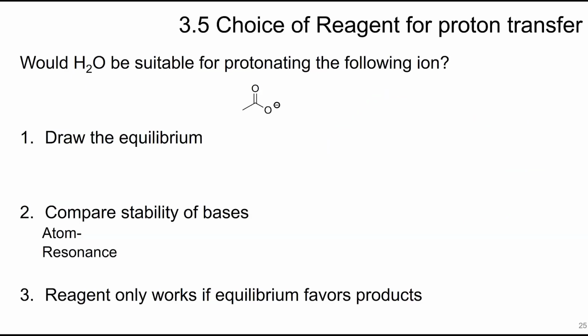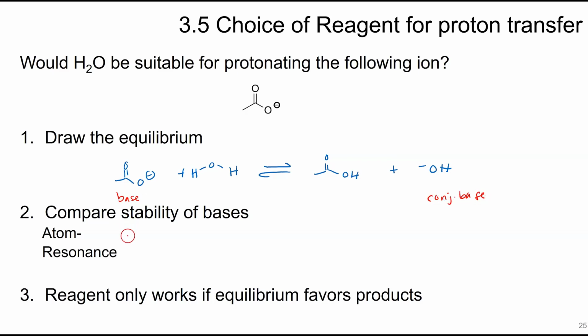Other things you want to look at is the choice of reagent for the proton transfer. So would water be suitable for protonating the following ion? What you can do is draw the equilibrium. We're trying to determine if water is strong enough to protonate to give us this product. And then we're going to compare the stability of the bases. So this is our base. This is our conjugate base.